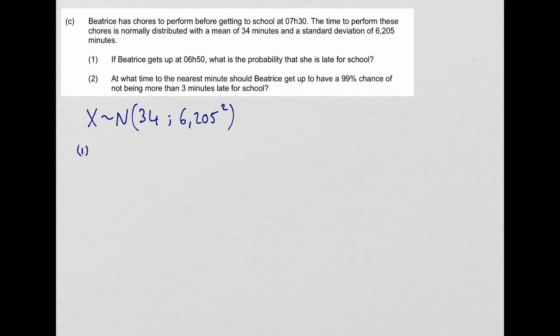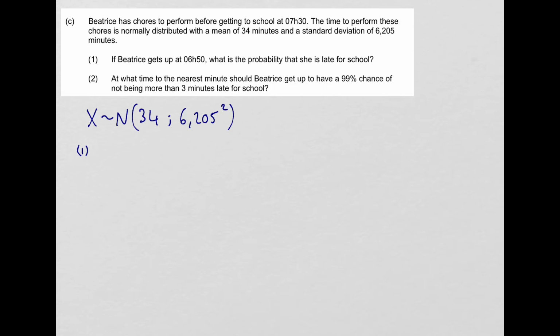Now, the question's a little bit vague in that we assume that getting to school is actually part of that time where the mean is 34 minutes, not just the chores as well. So in other words, the mean is her getting, from the time that she's got up, doing all her chores, getting ready, and going to school and getting to school is all included in that mean of 34 minutes.